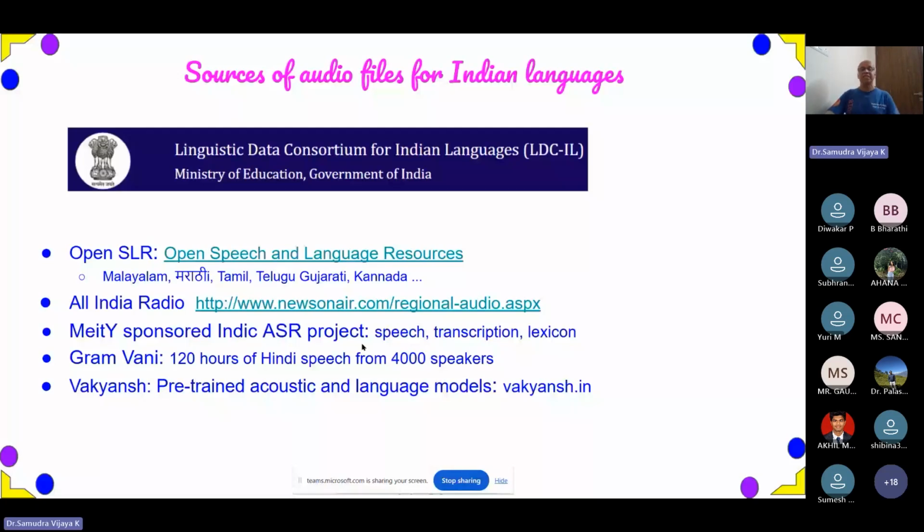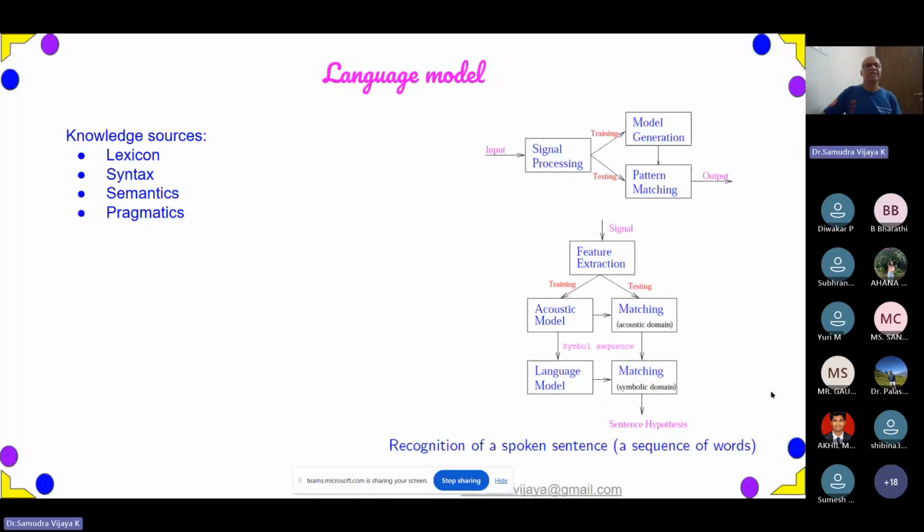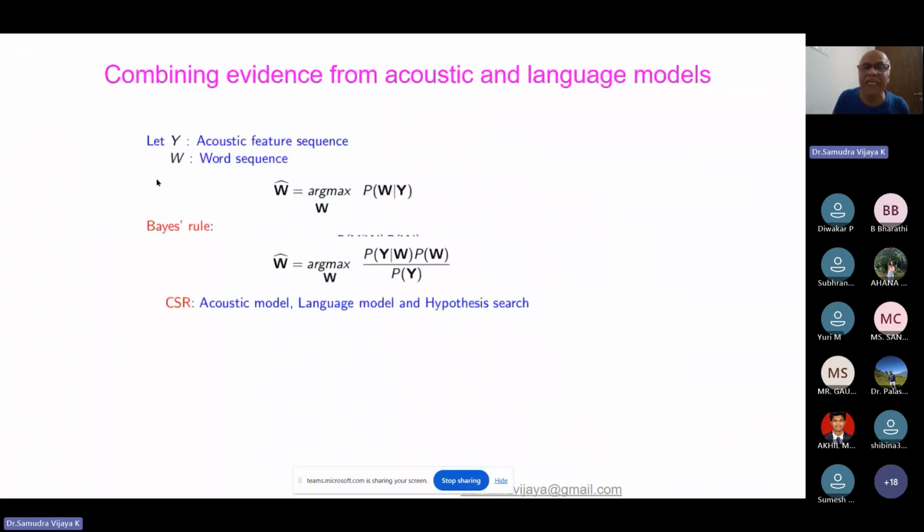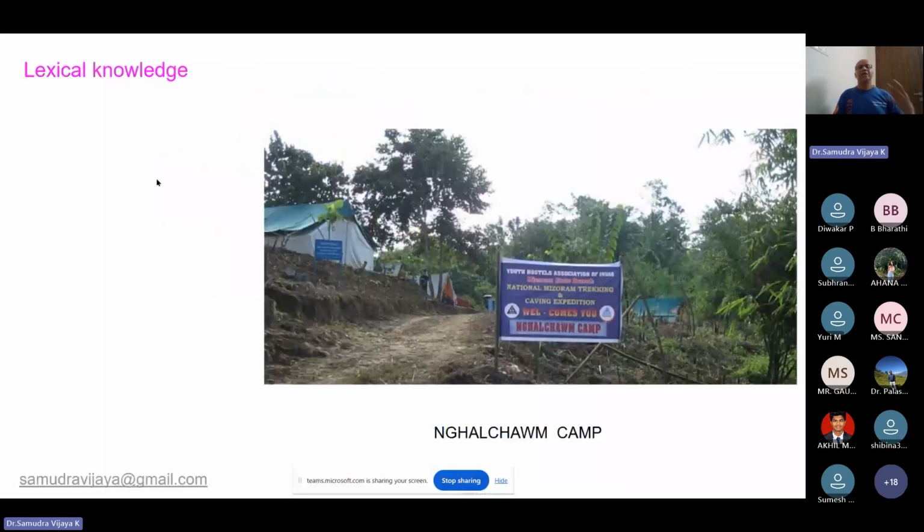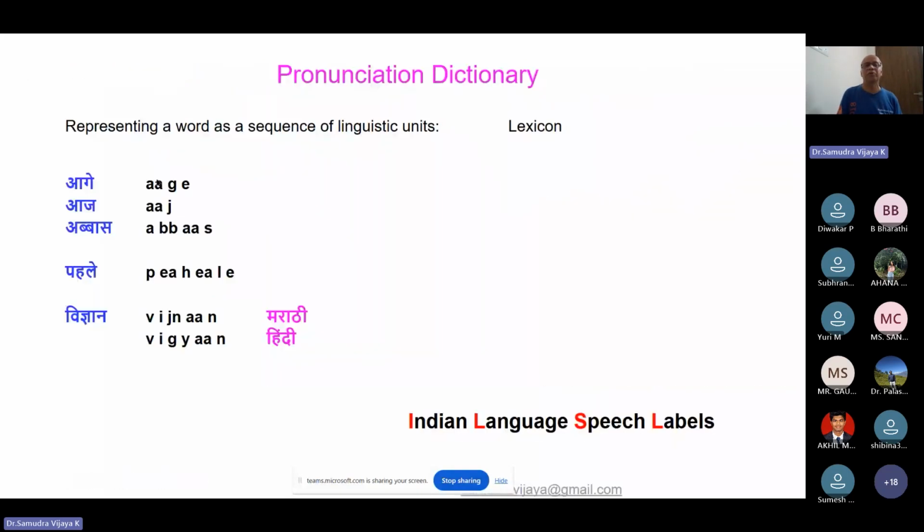And then there are NGOs which collect speech data from the internet and build acoustic models, language models, and make them available to people. Vakyansh is an example of that. So in the case of language model, there are different kinds of things. We need to combine evidence from the acoustic model as well as the language model using this rule. That's okay. And the third resource that we need is the so-called pronunciation dictionary.